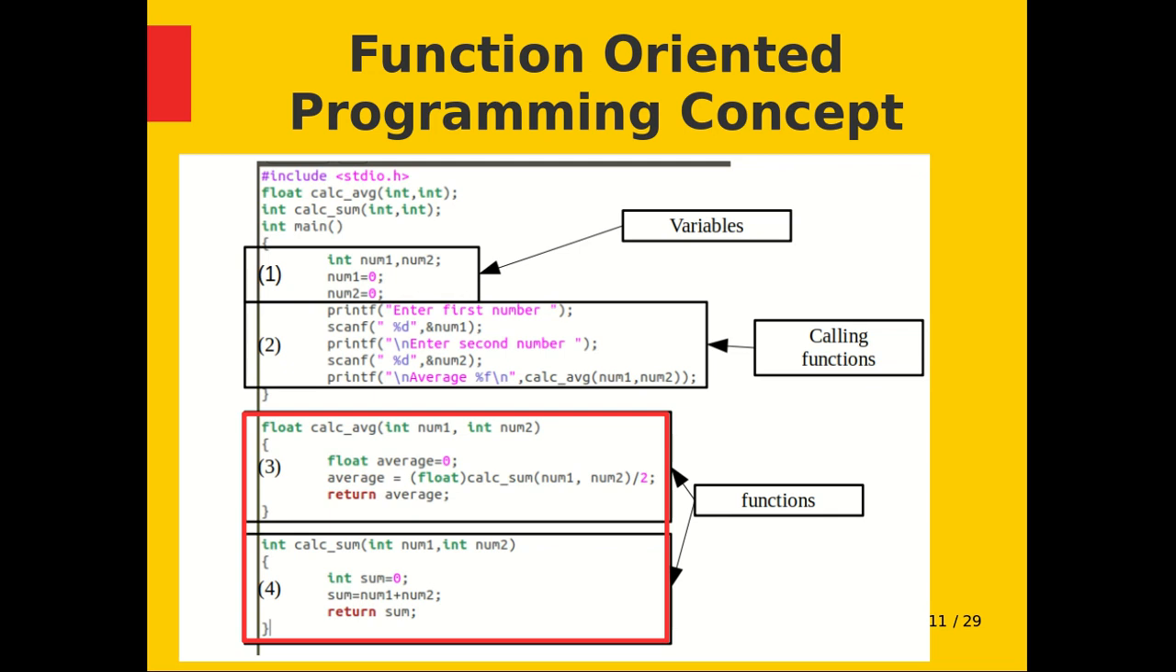In this program, there are two functions called calc_avg and calc_sum. Each function has a specific task. Here, the task of the first function is calculation of average and the task of the second function is calculation of sum. The calc_avg function is called by typing this command.